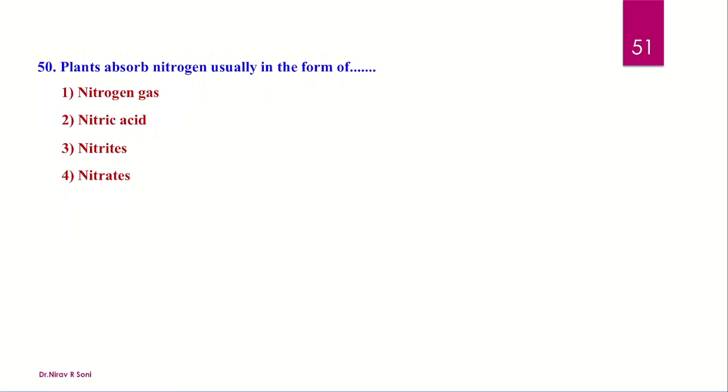Plants absorb nitrogen usually in the form of nitrates, NO3 minus. That's why you should go for quiz answer number 4.